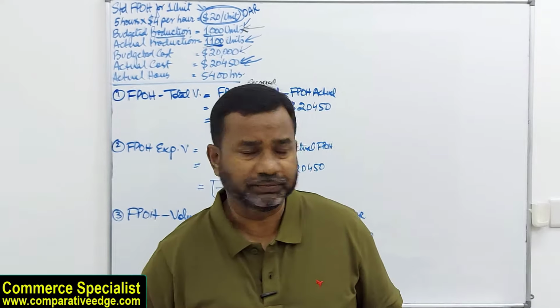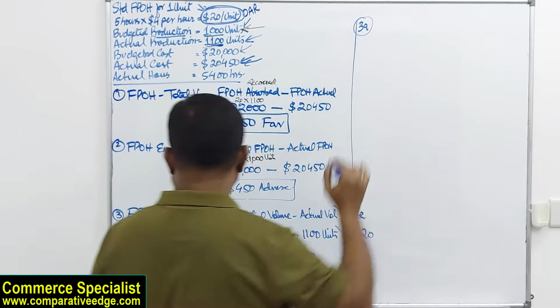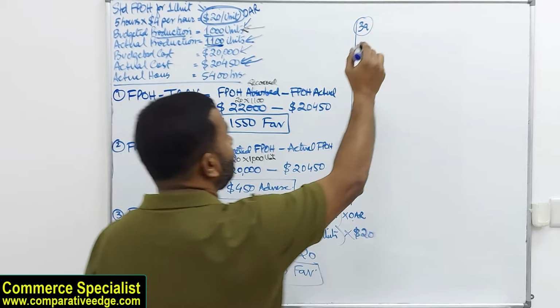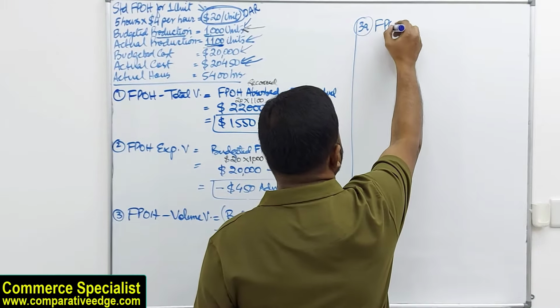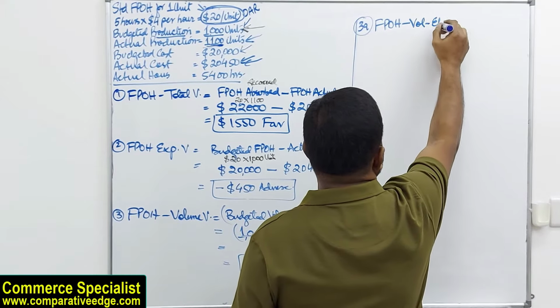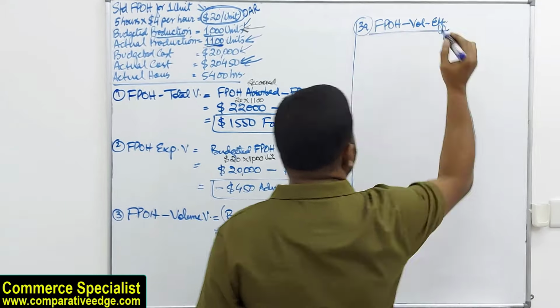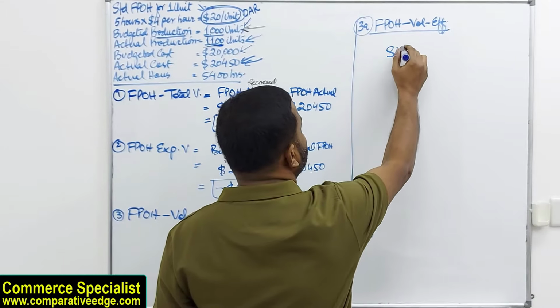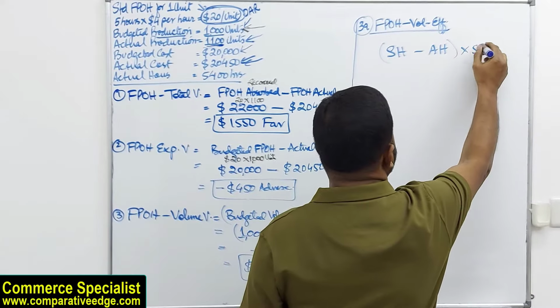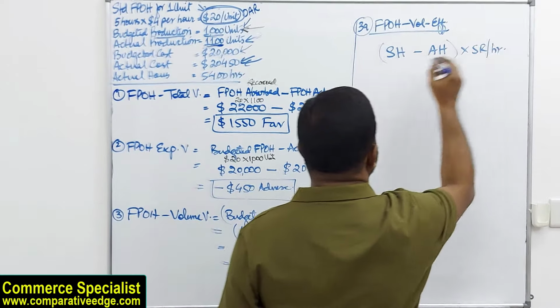Let's have a look at the formula. I'm calling it 3A because that's an extension of this variance, volume variance. So this is fixed production overhead volume efficiency variance. The formula is very simple. Standard hours minus actual hours into standard rate per hour.